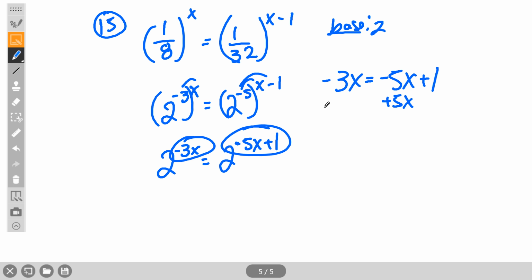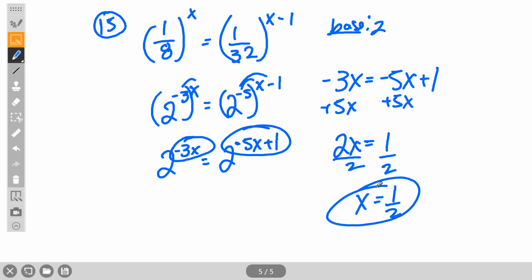All right, move the x's to the same side. So we got 2x is equal to 1. Solve for x. So x is equal to 1/2.